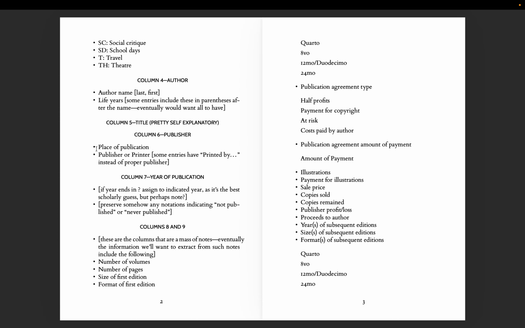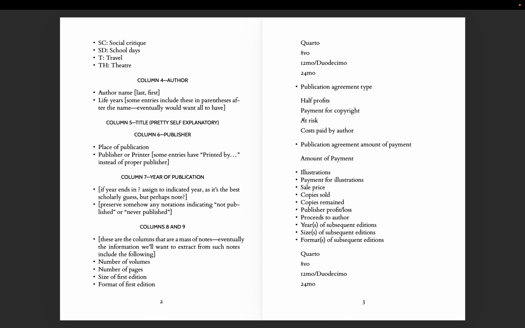The publisher is usually a city followed by a colon, followed by the name of either a publisher or a printer. And we want to be able to distinguish between publishers and printers. And this goes on and on. There are, in particular, three columns. It mentions here columns 8 and 9, but there's also a column 10 that have masses of notes. And we want to parse out information from those, such as the number of volumes, the number of pages, the size of the edition, the format, whether it's quarto, octavo, duodecimo, or I don't even know if there's a Latin for 24mo.